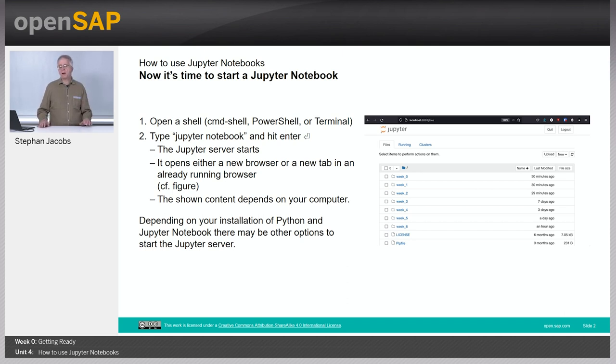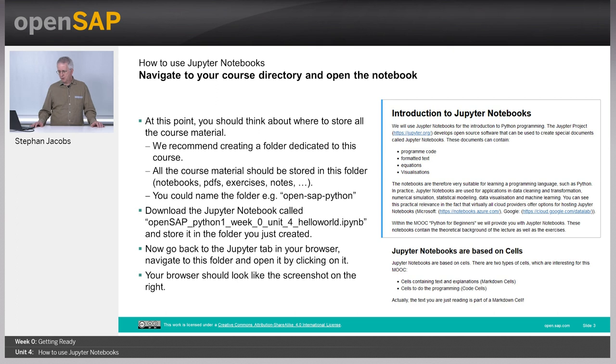Depending on your installation of Python, it could be that you have to start the Jupyter server in a slightly different way, but if you have followed the way we recommend, that's how to do it. At this point in time, you should think about where to store your course material. There will be quite some data, files and directories, so we recommend you to create a folder somewhere, name it Python course, something like that. Maybe you have subfolders like week 0, week 1, and so on. And in there you download all the material we provide you.